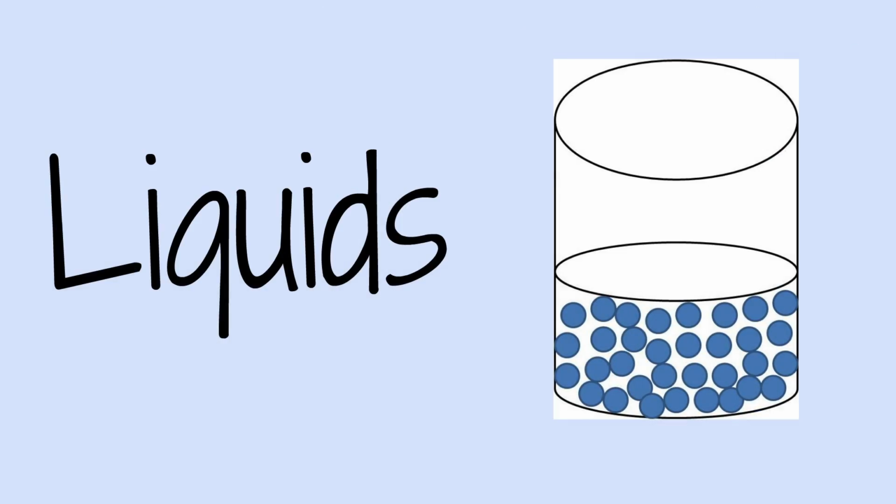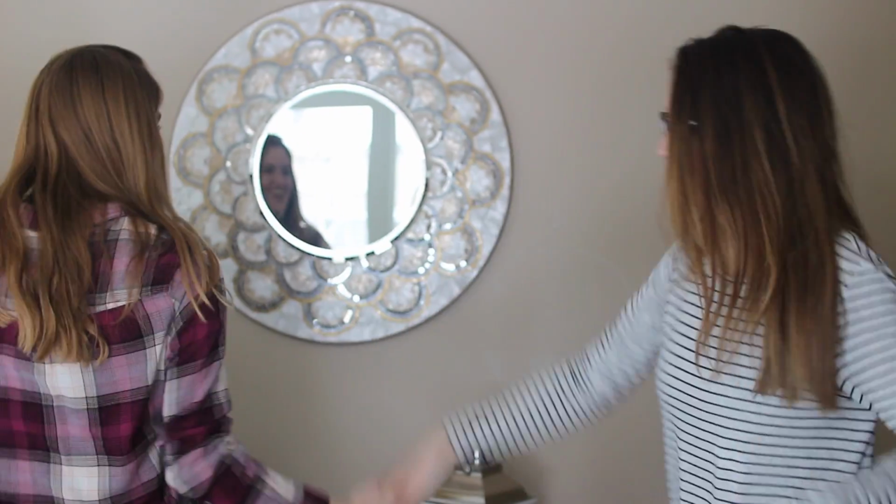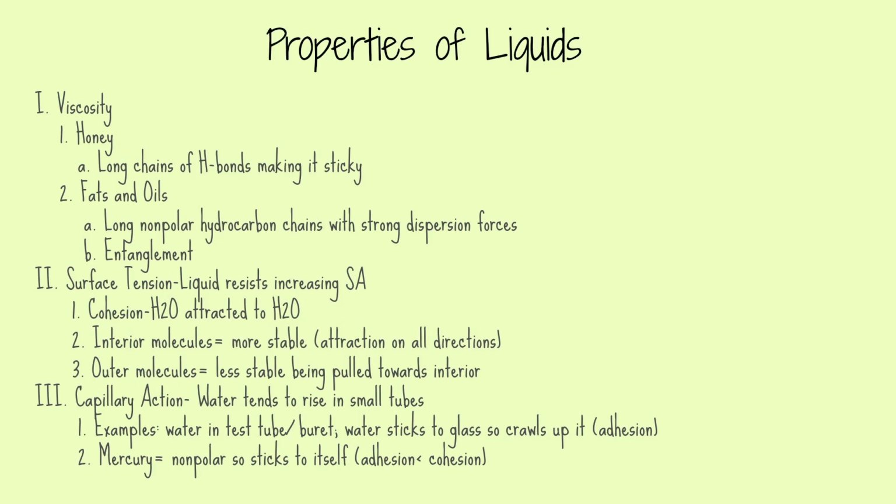A liquid is one of the states of matter. The particles in a liquid are free to flow, so while a liquid has a definite volume, it does not have a definite shape. This is an example of how liquids move and interact. Properties of liquids are viscosity, surface tension, and capillary action.